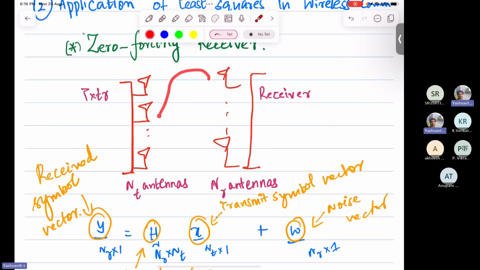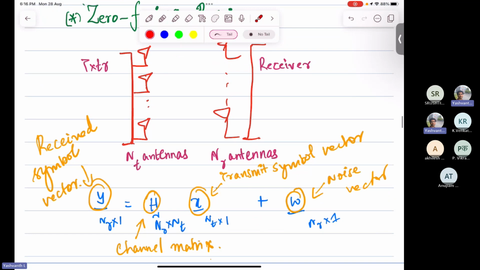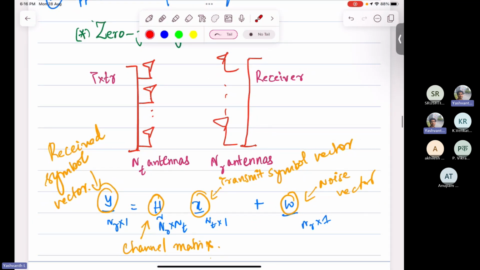Okay, there's an underlying air channel in between. Let's say the base station or the tower has NT antennas, and let's say our mobile phone has NR antennas. Then I can write down the receive equation at the mobile phone as this particular equation: y = Hx + w.